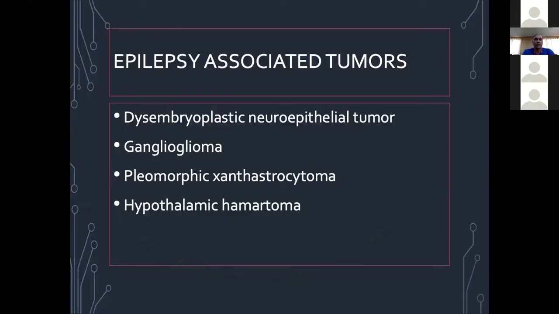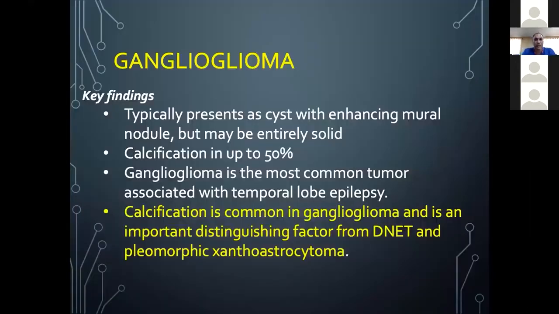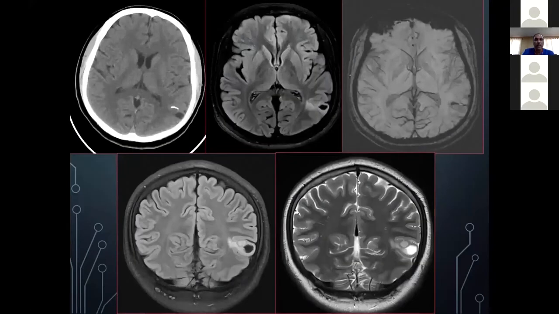Epilepsy associated with the tumors include DNET, ganglioglioma, pleomorphic xanthoastrocytoma, and hypothalamic hamartoma. Ganglioglioma typically present as a cyst with enhancing mural nodule, but some unusual appearances are also known. They can have a calcification, which is common in ganglioglioma, but it is a distinguishing feature from DNET and the pleomorphic xanthoastrocytoma, and can be seen in nearly half of the cases. So this is a typical case of ganglioglioma.